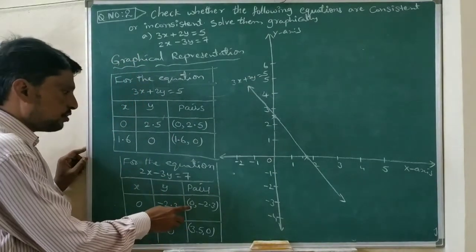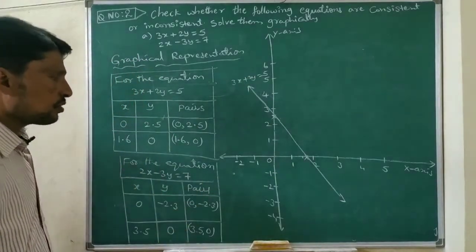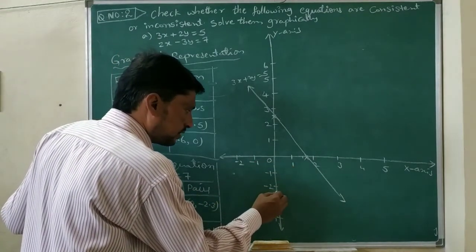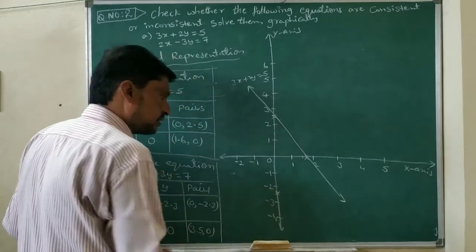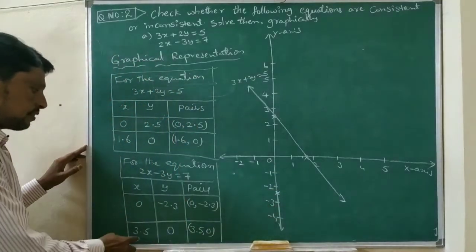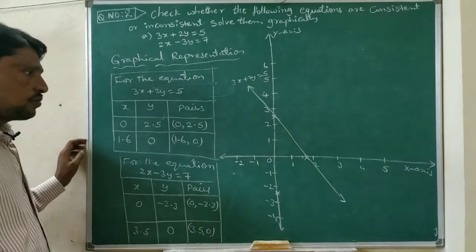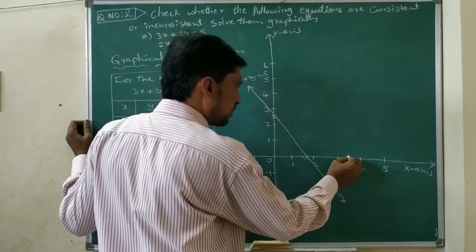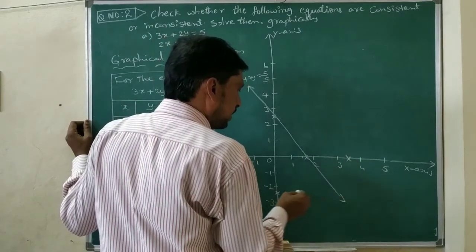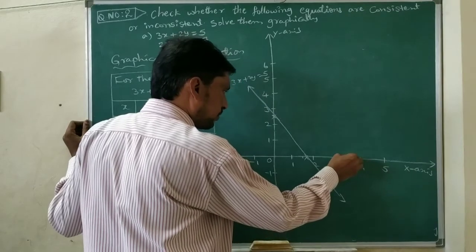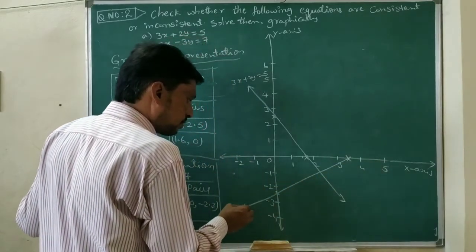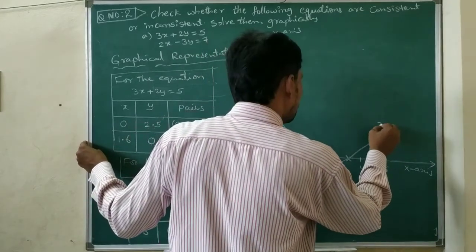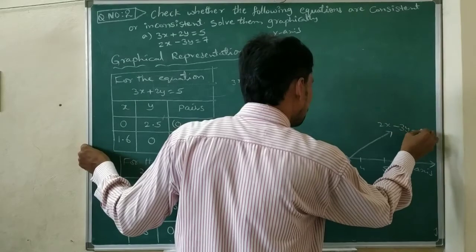Next equation. 0, minus 2.3. So x value is 0, y value is minus 2.3. 2.3 means here approximately we can get here. And second pair is 3.5, 0. So 3.5 and 0 we need to take. So 3.5 means on x-axis this is the 3.5 and 0, on x-axis only we can get. So this equation becomes like this. So this equation is 2x minus 3y equals 7.